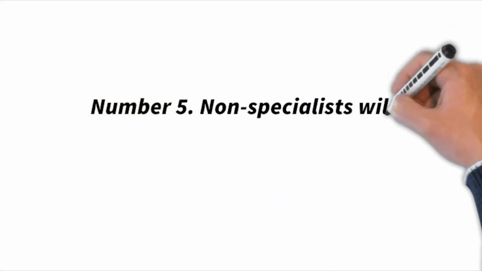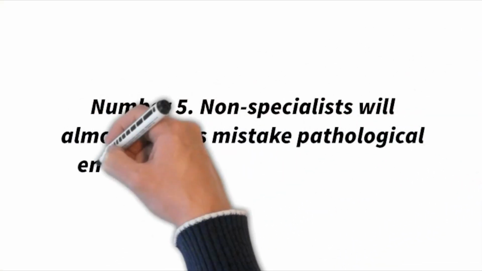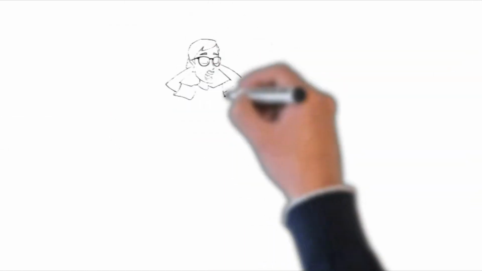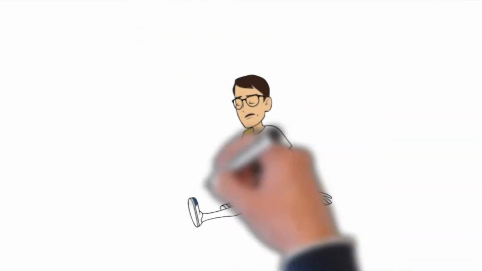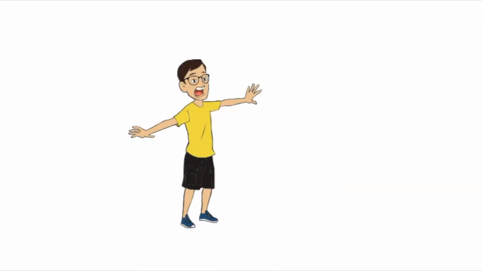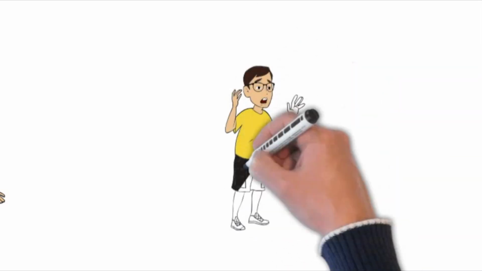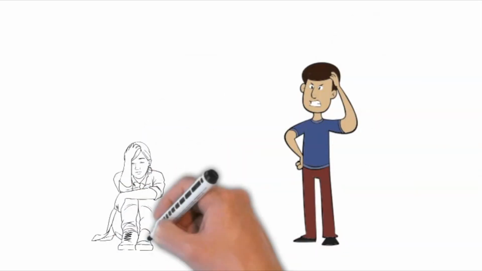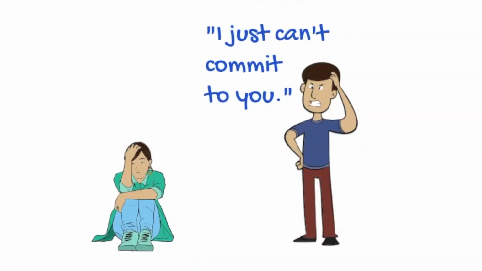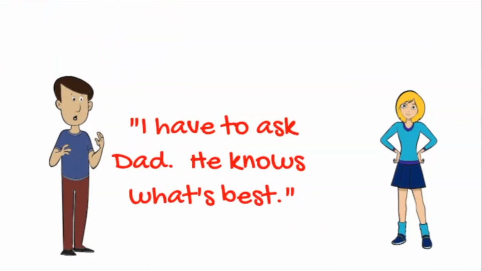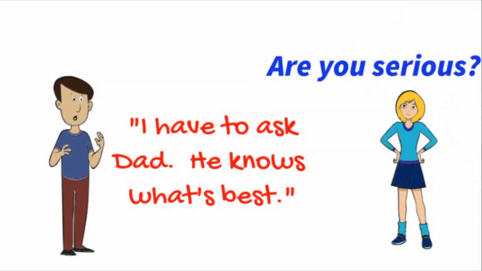Number 5, non-specialists will almost always mistake pathological enmeshment for healthy bonding. Enmeshment entails severe boundary violations to the point that the parent has essentially engulfed the child. Non-specialists typically see the close relationship, but miss the point that it's too close, pathologically close. Enmeshment's a major risk factor for severe dysfunction and other severe complications in adult life. There are few things more damaging to a child than to be enmeshed with a parent.